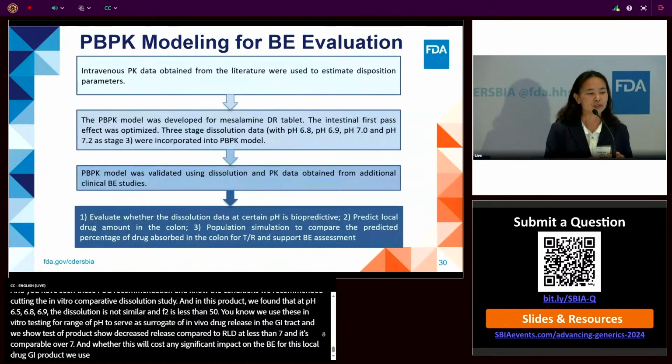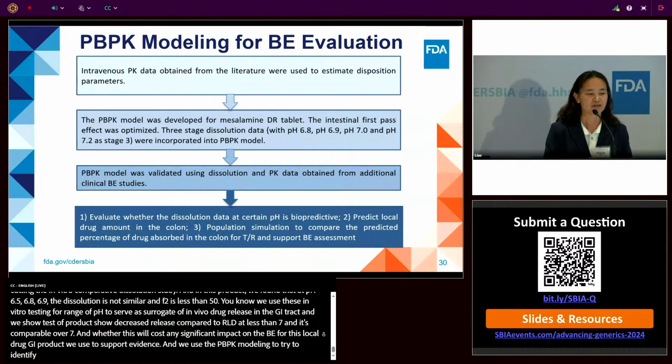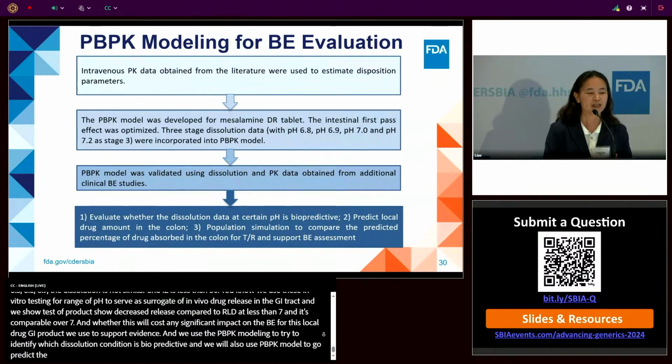And we use the PBPK modeling to try to identify which dissolution condition is biopredictive. And we will also use PBPK modeling to predict the local drug amount in the colon and use population simulation to predict the percentage of drug absorbed in the colon.